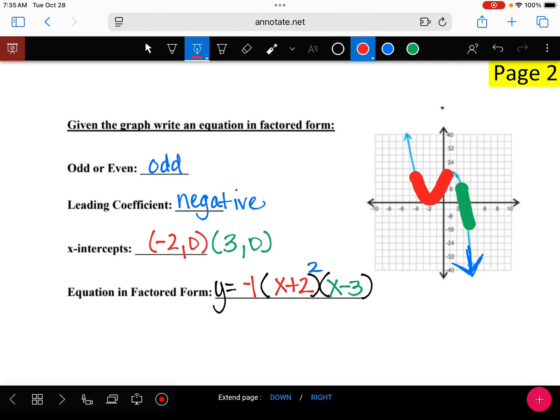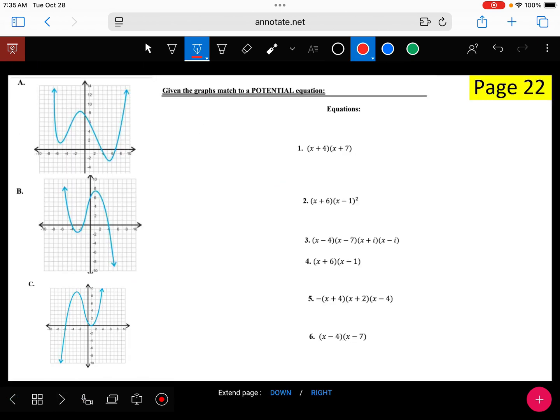All right, so we made it to the end. Go ahead and do the last page and see if you can match. So we got 3 graphs. Go ahead and match. So you're only going to use 3 of these equations. So go ahead and put the number next to the graph that you think it could match with. So take a moment and see if you can match it. And then we'll go through it together.